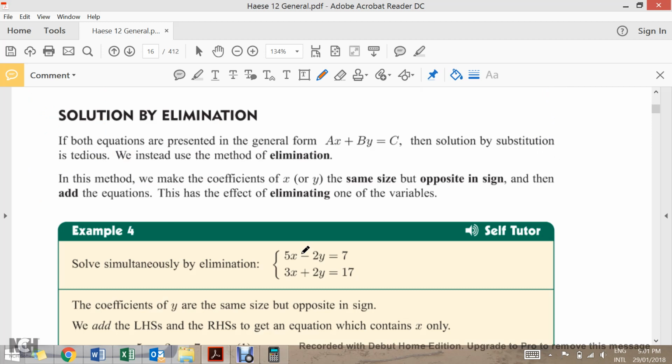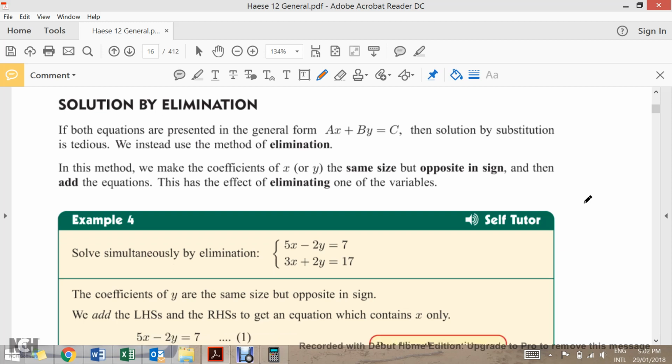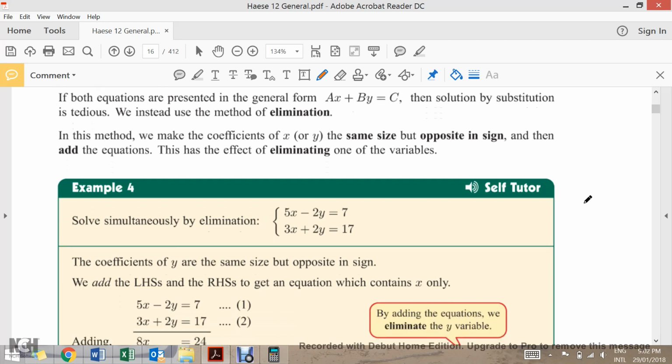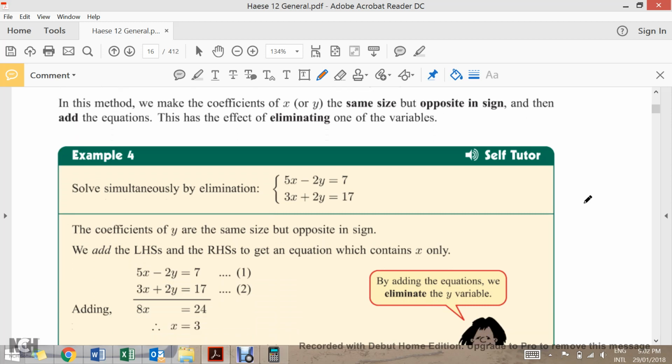Okay, last process you can use here is solution by elimination. And this method is perhaps for the more abstract-minded of you, and this is probably the quickest way to do it if you're canny enough, if you're good with picturing numbers in your head. So look at these equations here. We've got 5x take 2y equals 7, 3x plus 2y equals 17.